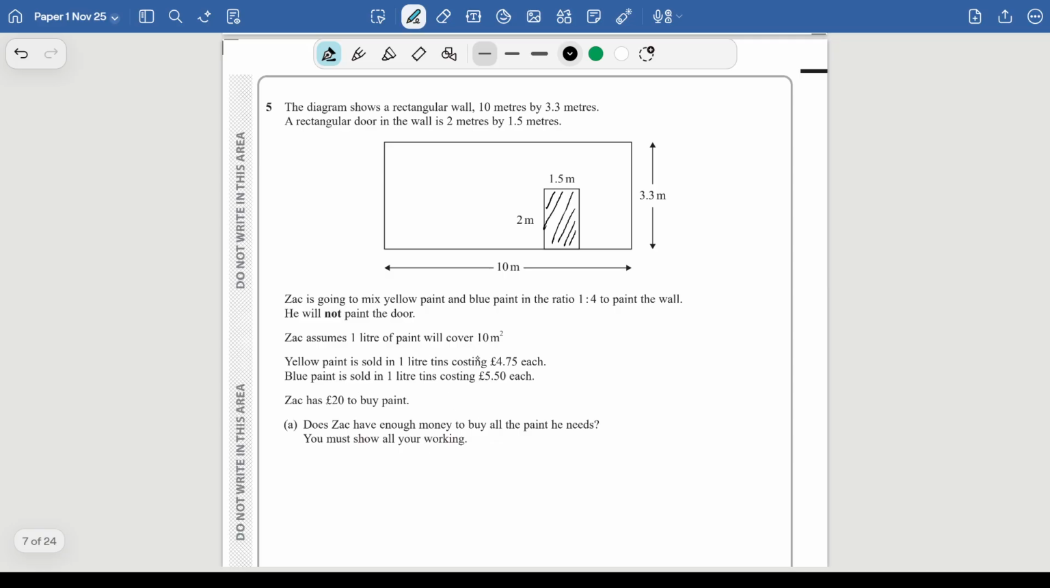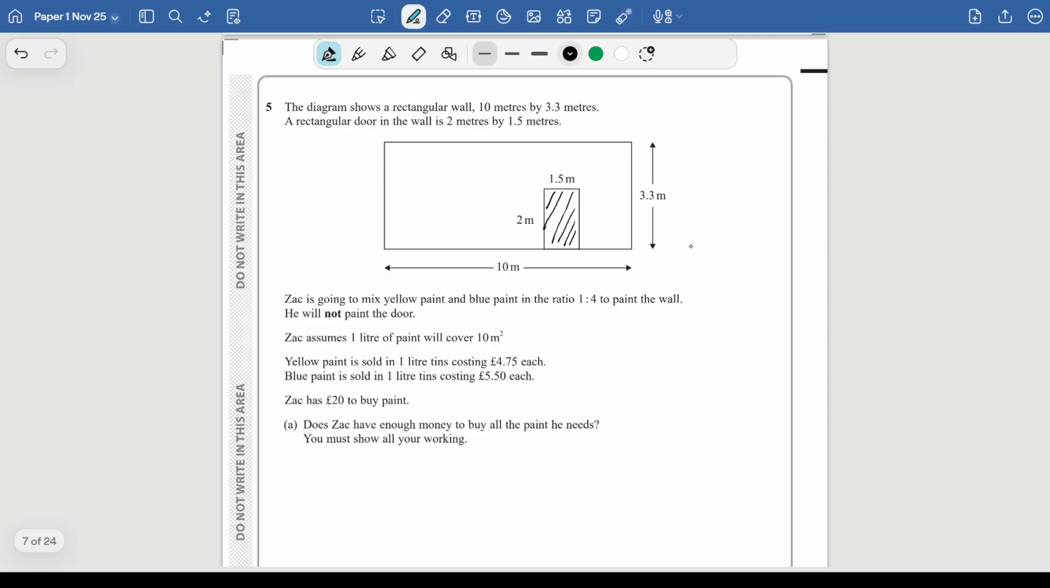So we need to first understand that there is this wall with some dimensions. If we can find the area of this wall and exclude the area of the door, we will know the area he needs to paint. Okay, and then with the assumption he has and the cost of these tins, he has the yellow tin and the blue tin cost, and he has got 20 pounds. We need to figure out if we've got enough money to paint the wall. So to judge if he has enough money, we need to first find the area of the wall.